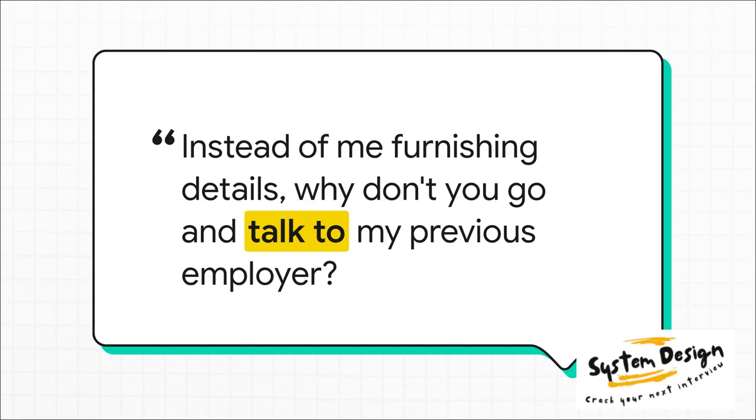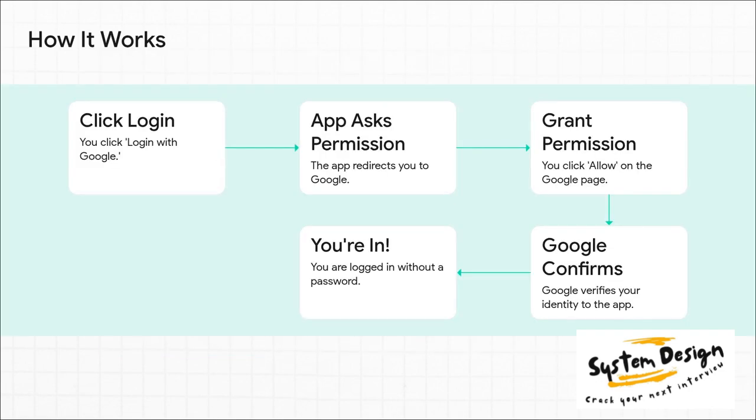OAuth works the exact same way. You're not handing over the keys to your house. You're just delegating a little bit of trust. And the result for you is just so incredibly smooth. Let's walk through it real quick. 1, you hit that beautiful Login with Google button. 2, the app basically asks Google for permission. 3, you get sent to a Google page, you see what the app wants, and you click Allow. 4, Google sends a secret token back to the app that says, yep, they're legit. And 5, you're in. All that sign-up friction, it's just gone.